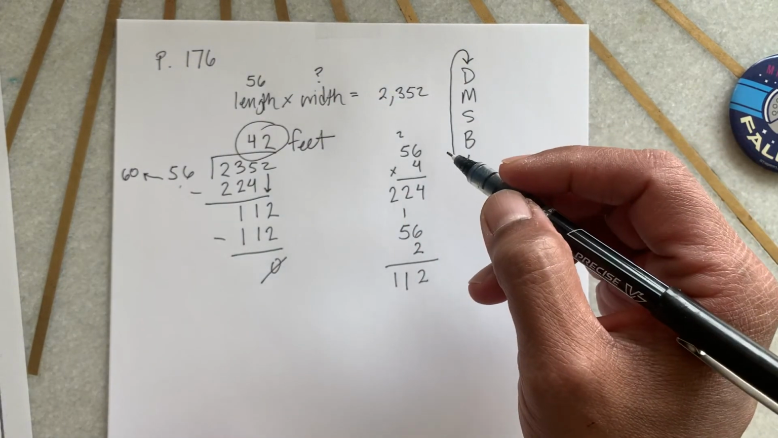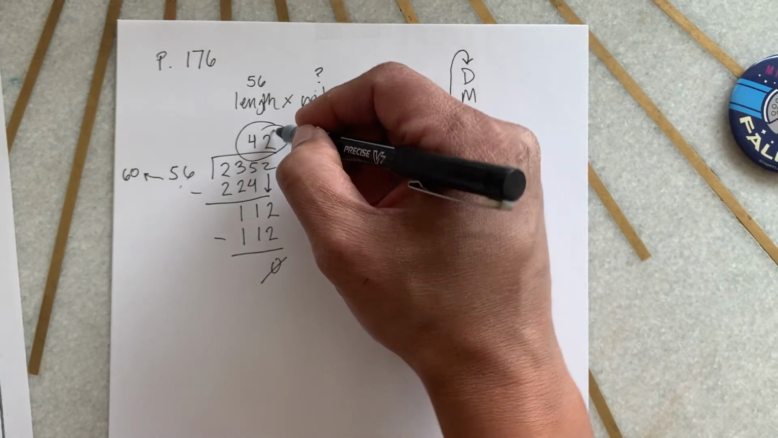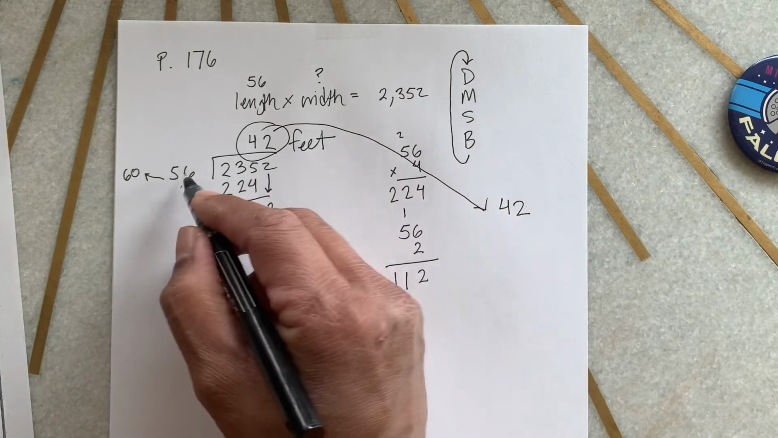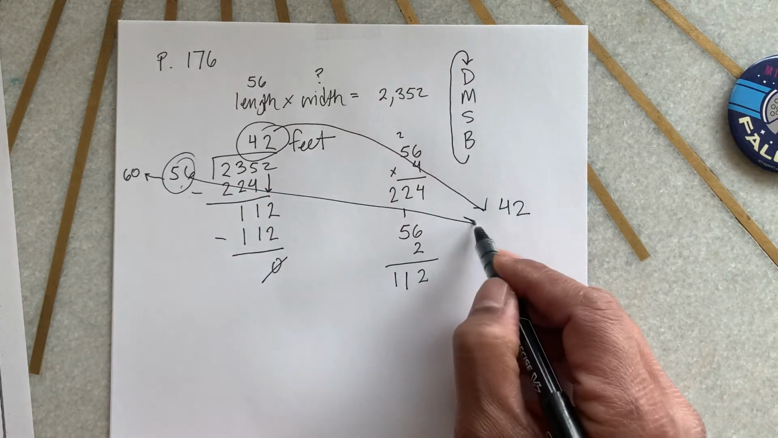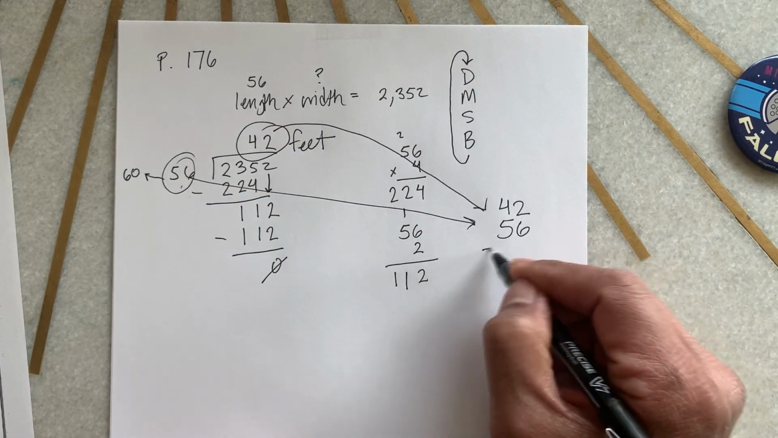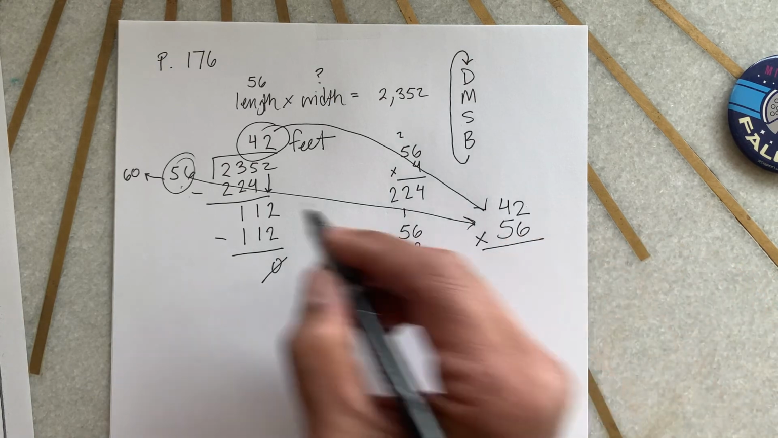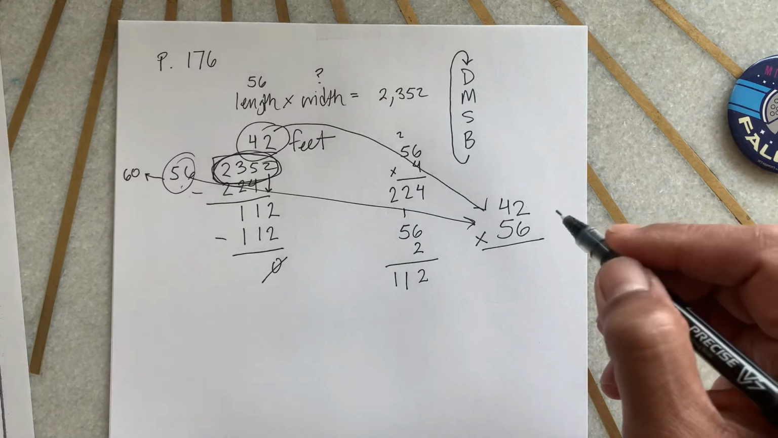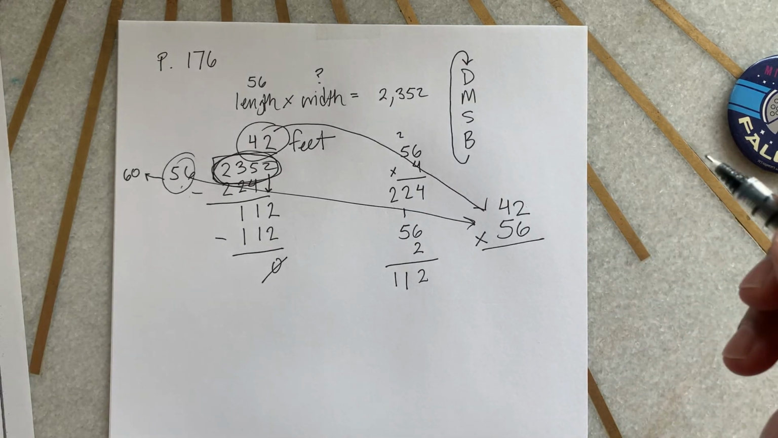I'm not going to do it right now, but if you wanted to check if you are accurate, just like I did yesterday, you're going to take your answer, 42, multiply it by 56, and if you are correct, you should get this number right here, 2,352. Alrighty? Good luck.